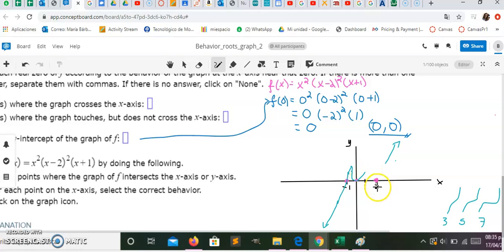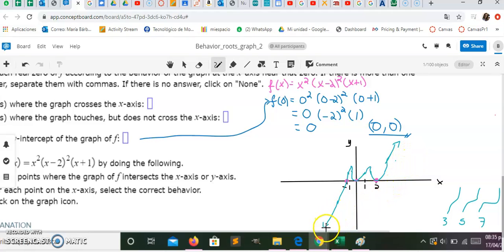And then the root that we have in number 2 also has a multiplicity of 2. So it is not going to bounce like this because we have to connect it with this other part of the graph. So delete this one. It is going to bounce again like this. Careful because you have to see where the graph is coming from, okay? So we're going to connect these two like this, okay? And then as we don't have any other point, we just connect this bounce with the end behavior, okay? And there we have the graph.